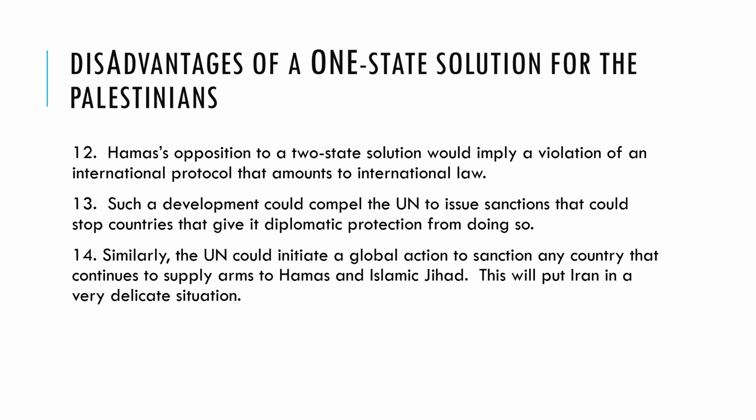12. Hamas' opposition to a two-state solution would imply a violation of an international protocol that amounts to international law. 13. Such a development could compel the UN to issue sanctions that could stop countries that give it diplomatic protection from doing so. 14. Similarly, the UN could initiate a global action to sanction any country that continues to supply arms to Hamas and Islamic Jihad. This will put Iran in a very delicate situation.